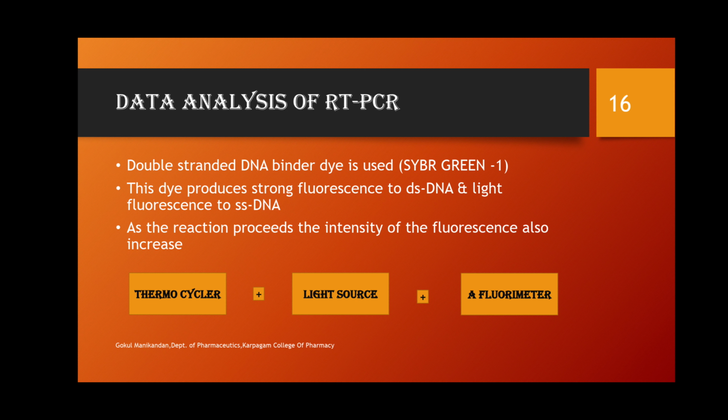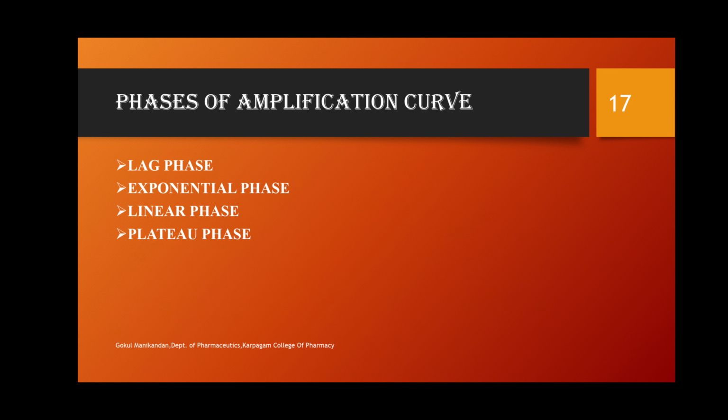As we are using fluorescence here, the thermocycler is coupled with a light source and a fluorimeter. During the DNA amplification, fluorescence intensity is monitored. These are the different phases of the amplification curve. They are the lag phase, exponential phase, linear phase, and plateau phase.